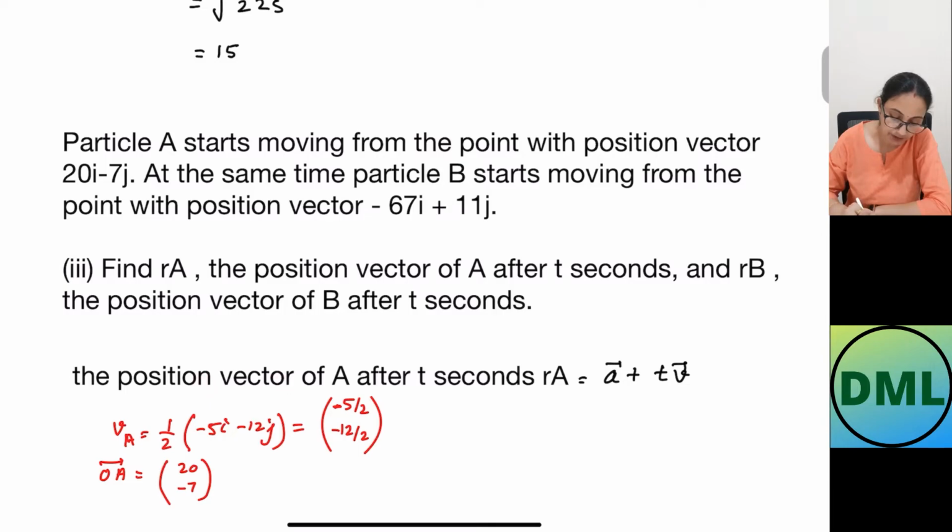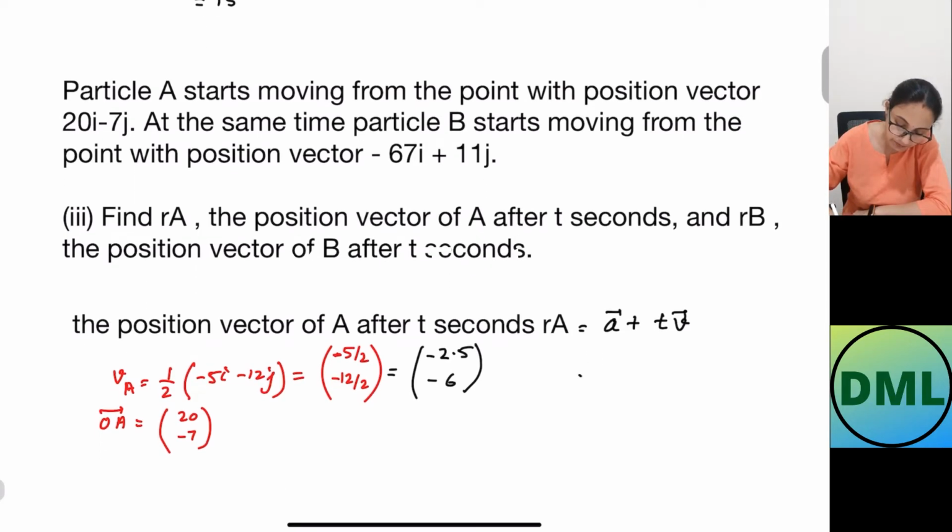So the position vector of A after t seconds is RA, the initial vector, plus time multiplied by the velocity vector. The velocity vector is given to us as we found earlier. That will be half of minus 5i minus 12j, which will be written as minus 5 by 2i minus 12 by 2j. So that will be equal to minus 2.5 and minus 6. And the initial vector will be given by 20, minus 7.